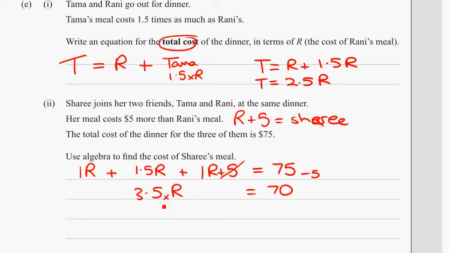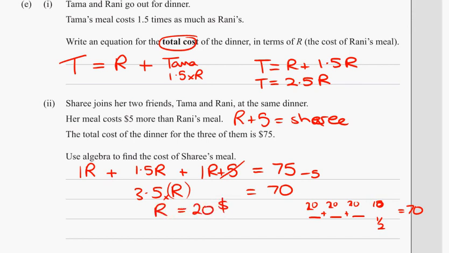Now we don't have calculators. 3.5 lots of something, this dollars equals 70. We want 3 lots of a number plus half of the number to equal 70. You might need to do some trial and error. For example, if we tried 10, 20, 30, 35, that's only half of it. So clearly if we tried 20, half of 20 is 10, 20, 40, 60, 70. So in fact R equals $20.